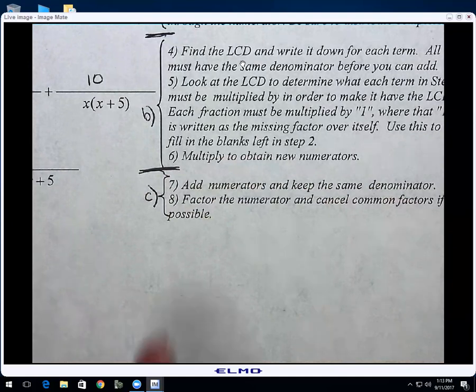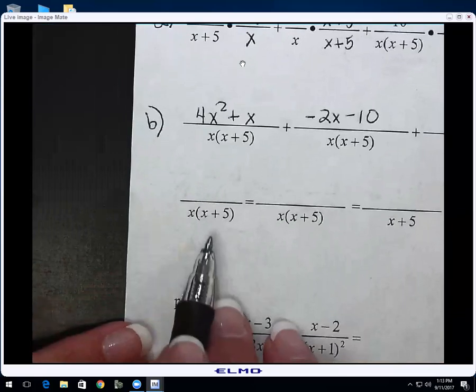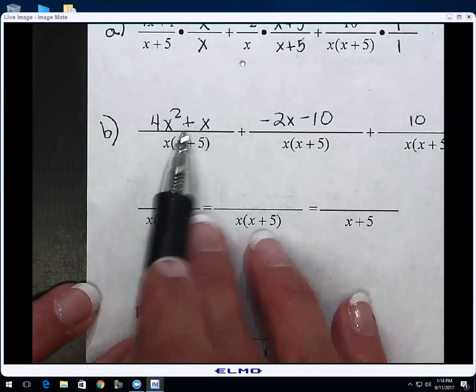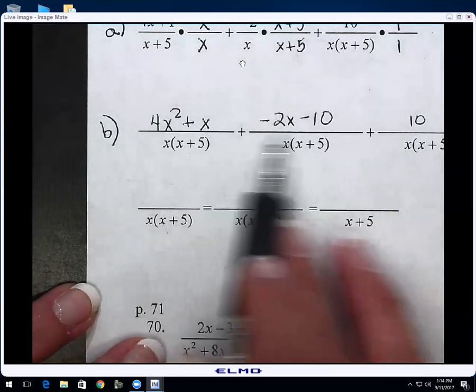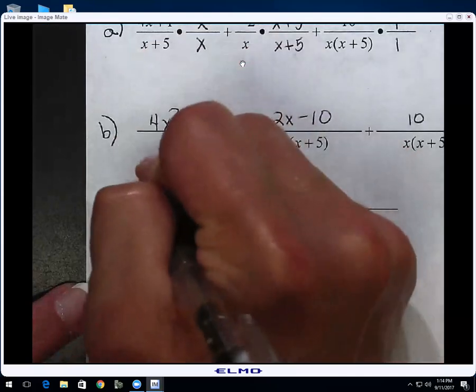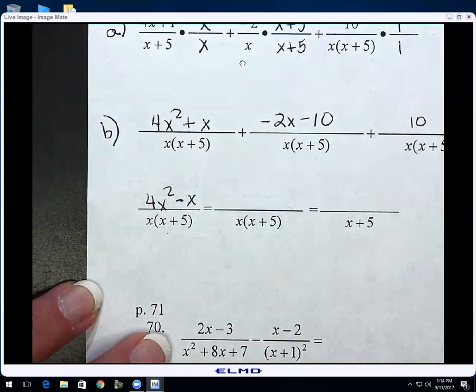Step C really is the easiest step. Add the numerators and keep the same denominator. What would I get if I combined like terms in the numerator? 4x squared minus x. Anything else? Negative 10 plus 10 is 0.